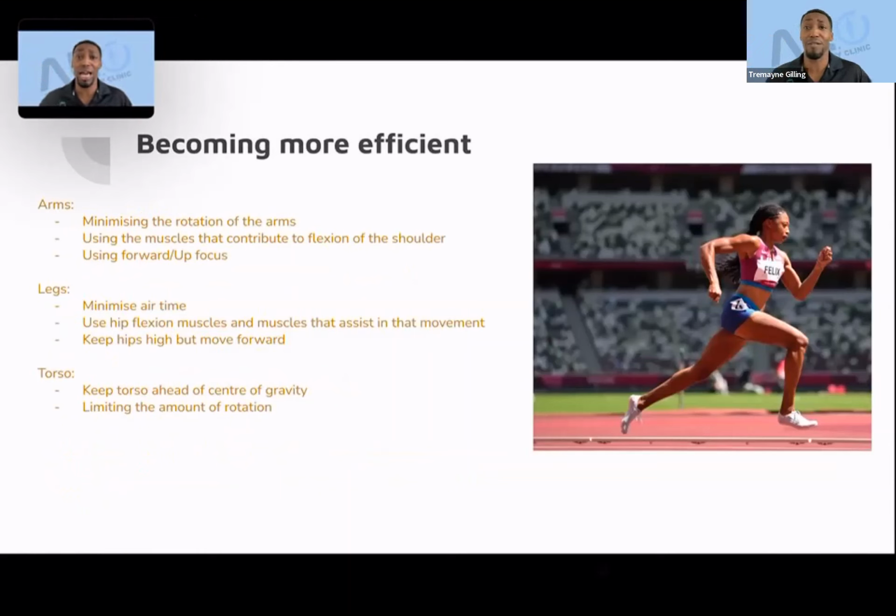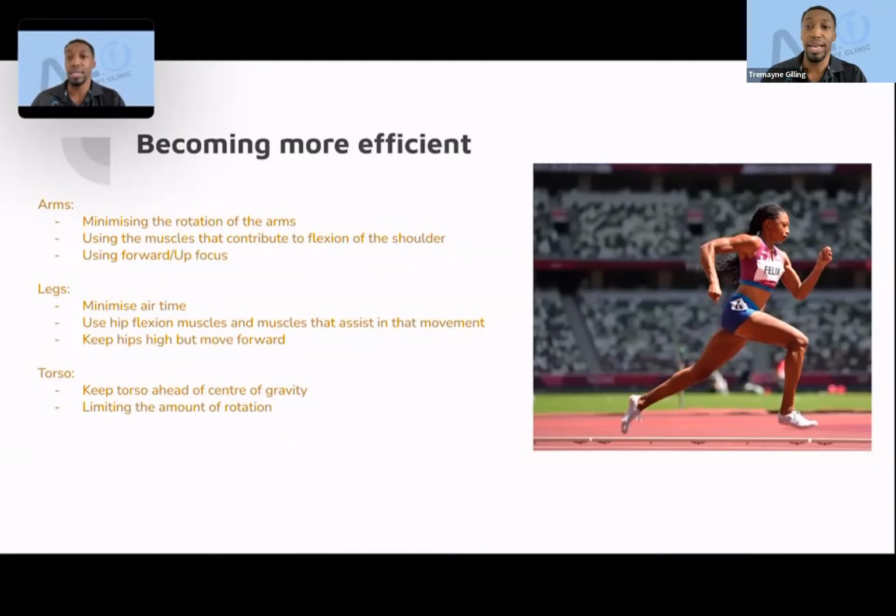We're going to move on to efficiency. So the things that we look at for efficiency is minimizing the rotation of the arms, using the muscles that contribute to shoulder flexion. A lot of the muscles that do this action, bringing your arm up and forward, are all under your armpit. So we try to teach you how to use those muscles properly, so that they are more efficient, as you don't want a lot of rotation. Using those muscles will restrict the rotation. Naturally, we're going to rotate, but we try to restrict it.